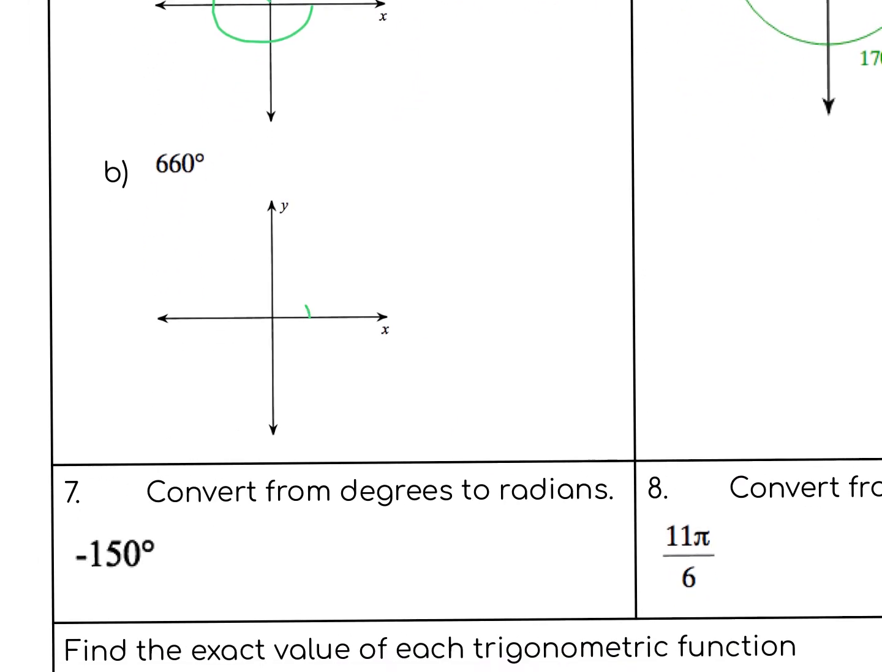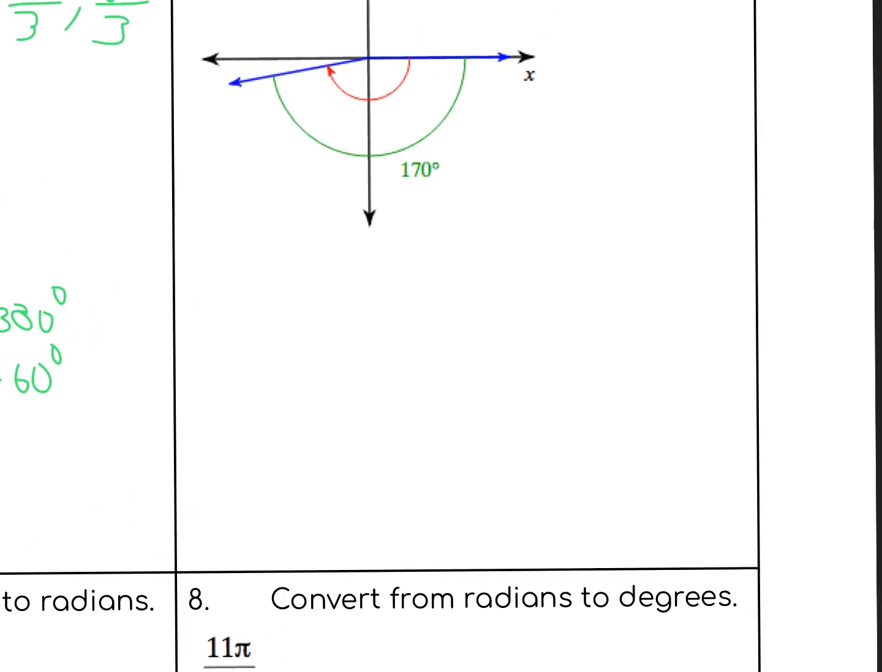660. That's 360. 90 more is 450. 90 more is 540. 90 more is 630. So 660 is going to be somewhere here. 660, I'm going to subtract 360 from that and call it 300. And then I'm going to subtract 360 again, call it negative 60. I could have added 360 if I wanted to. That would be okay also.